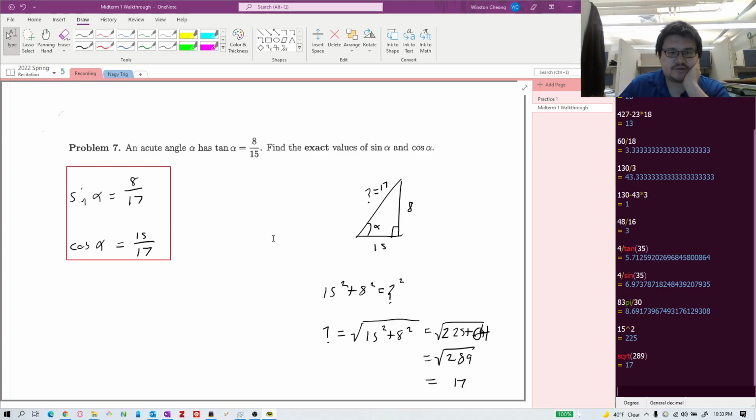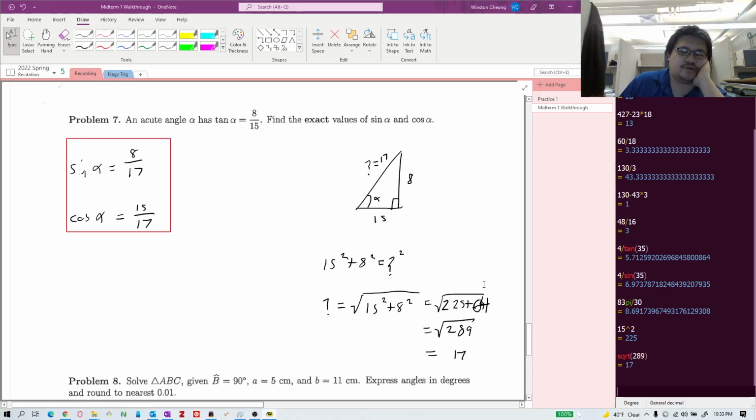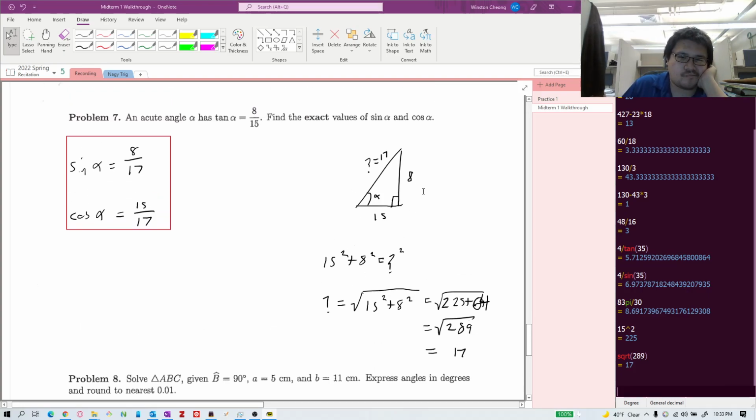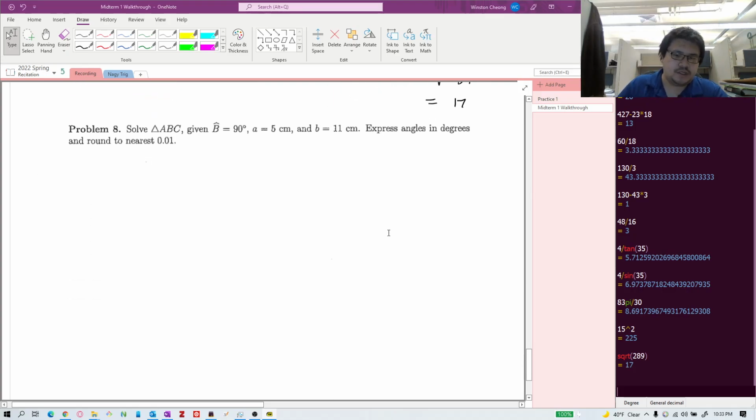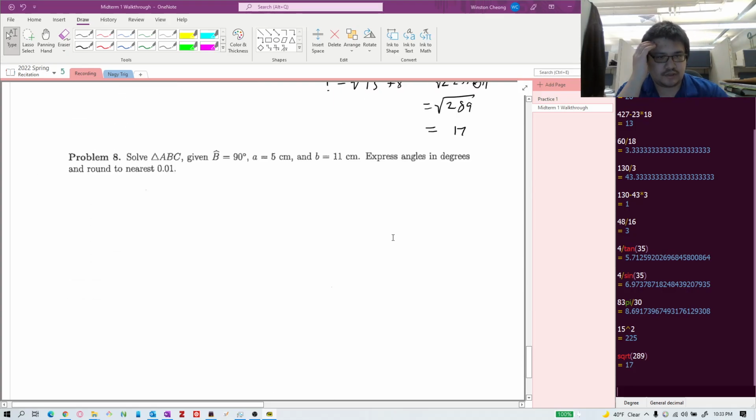I'm just going to leave it in this way. There is a way you can do this algebraically without drawing anything, but I think this is clear. Okay. Last problem. So we want to solve a triangle.